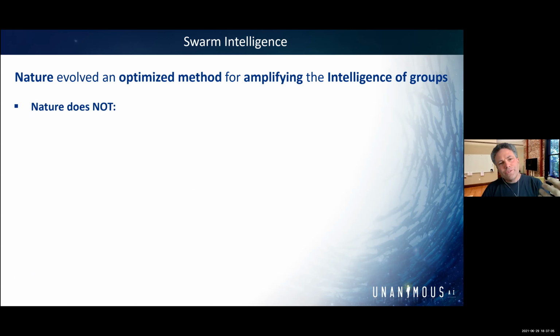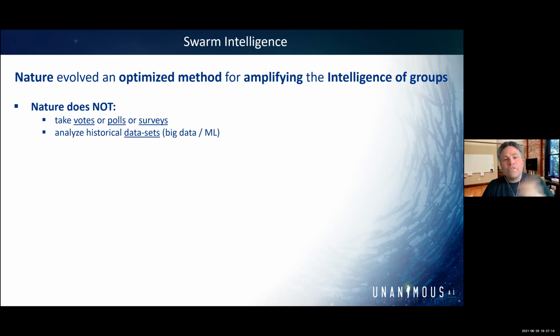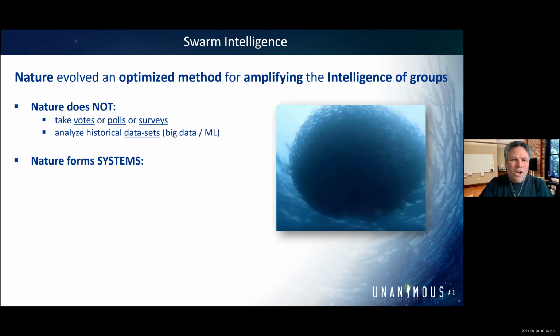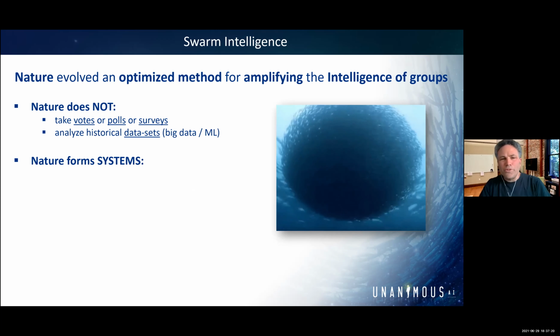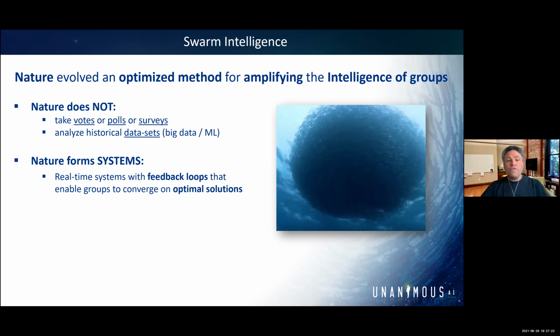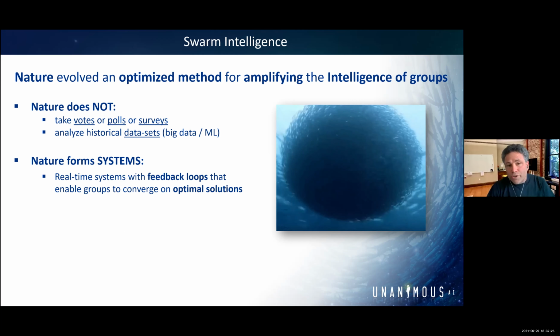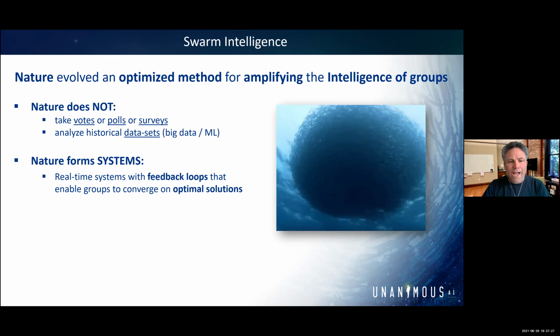What nature does not do is take votes, take polls, conduct surveys. There's no SurveyMonkey in nature. There are no big data sets in nature, no big data or machine learning. What nature does is it forms systems. So, real-time systems with feedback loops that enable groups to converge on optimal solutions in real time.